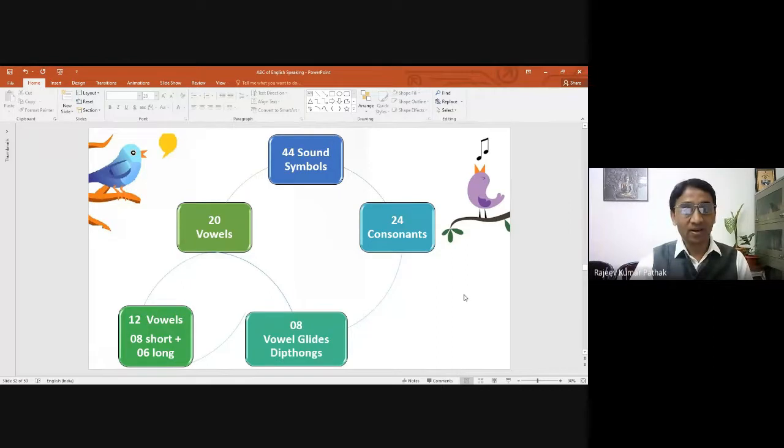These consonants are again fixed, but for vowels, there are two further subdivisions. There are 12 pure vowels, and out of these 12 pure vowels, 8 are short vowels and 6 are long vowels. I'll give you a list of all. And there are 8 vowel glides, also known as diphthongs. So there's a basic list. 20 vowels are further divided into 12 vowels and 8 vowel glides or diphthongs. These 12 vowels are pure vowels, having 8 short vowel sounds and 6 long vowel sounds. And vowel glides are 8 in number. I'll discuss each of these in detail.